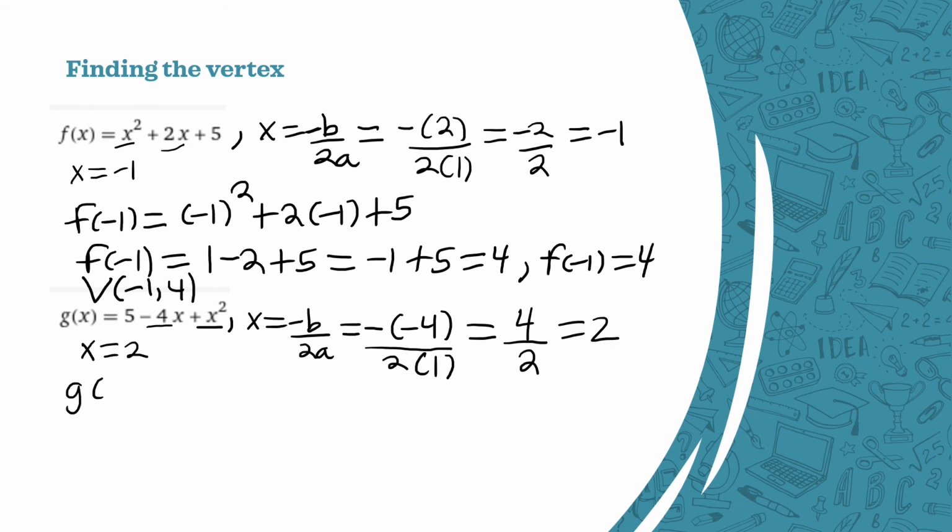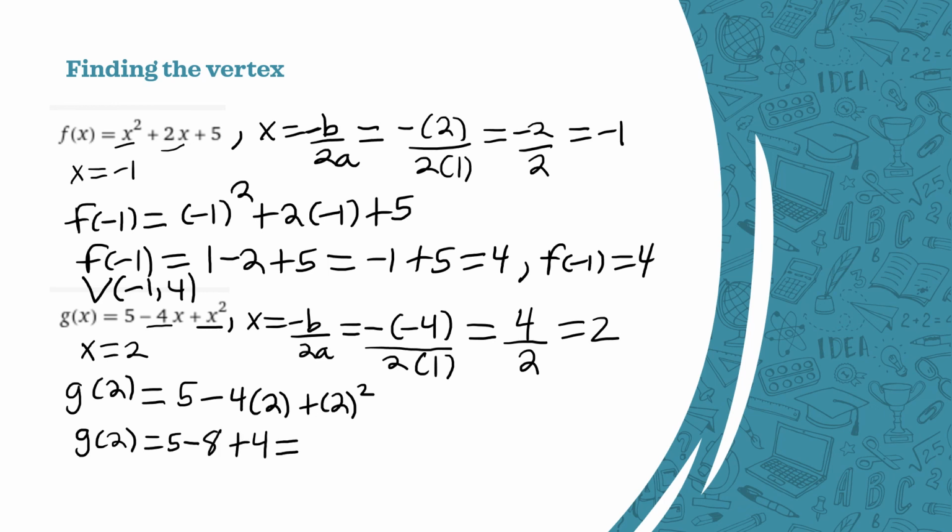To find the other coordinate, I have to plug in 2 for every x. So g of 2 equals 5 minus 4 times parentheses 2 plus 2 squared. Negative 4 times 2 is negative 8. 2 squared is 4. Now let's keep adding. 5 minus 8 is negative 3. Plus 4 makes 1. So g of 2 is equal to 1. That means the vertex V for this quadratic is at the point 2, 1.